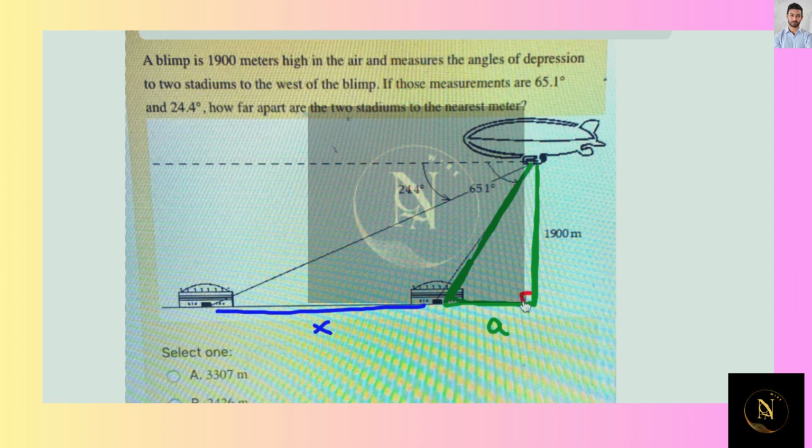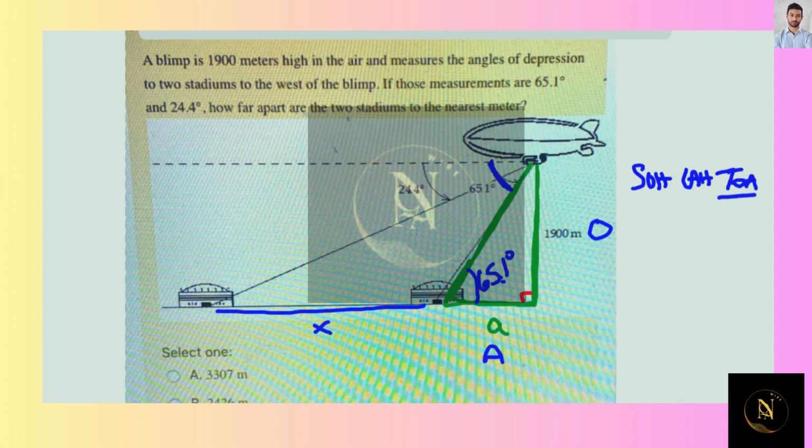This again is a right triangle. This angle would be the same as its angle of depression, 65.1 degrees, because alternate interior angles are congruent. And then referring to your right triangle trig equations, from that 65.1 degrees, the 1900 is the opposite. What I'm calling A is the adjacent.